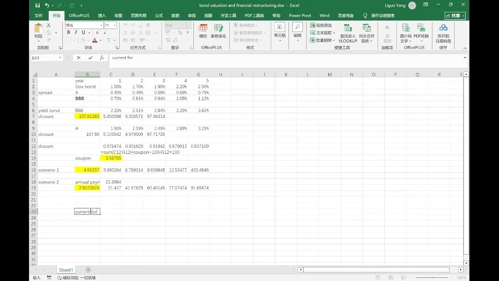Current forecast profit after tax, 350. Let's see, proposal one. Proposal two.